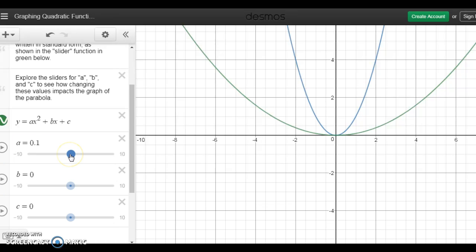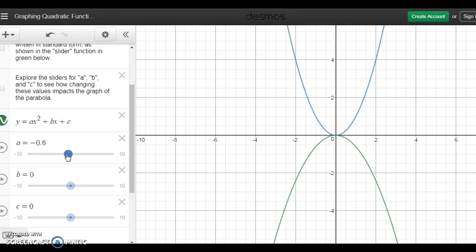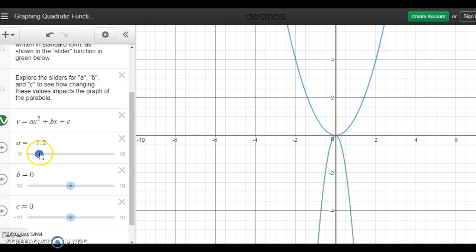And notice if it's a negative, and let me get to a negative standard graph. This graph is also standard. It's just been reflected over the x-axis. And now when I increase that negative 2, 3, 4, look what happens. Again, it becomes narrow. So notice what that does to the graph.